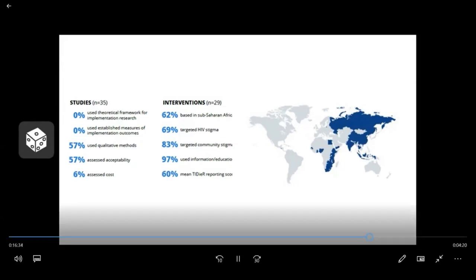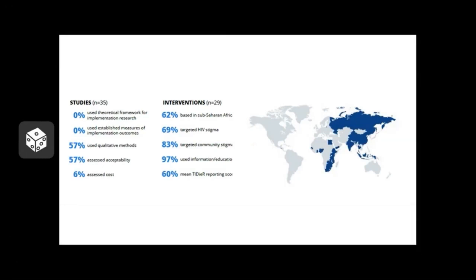In terms of the interventions, almost two-thirds were based in sub-Saharan Africa. Most of them targeted HIV-related stigmas compared to some of the other stigmas I've just talked about as it affects gay men or sex workers. Most of them really focused on community-level stigma. Most of them almost invariably were focused on information, education, and communication, or IEC, interventions. And we used the TIDieR score, which is a measure of implementation reporting, and it was suboptimal in terms of the actual reporting scores.